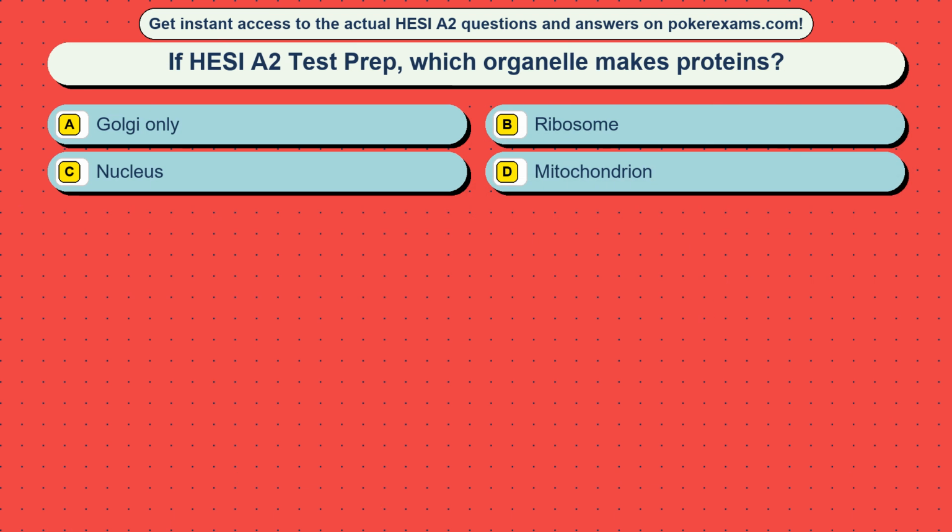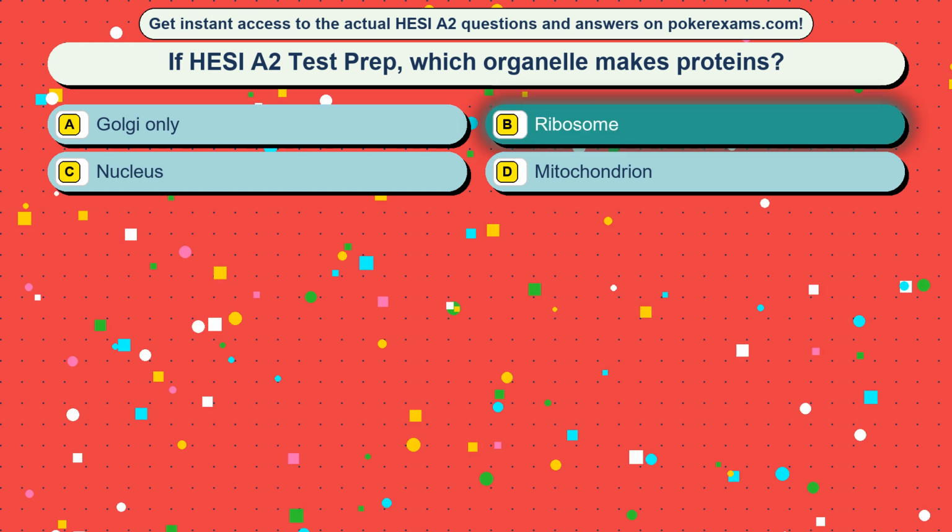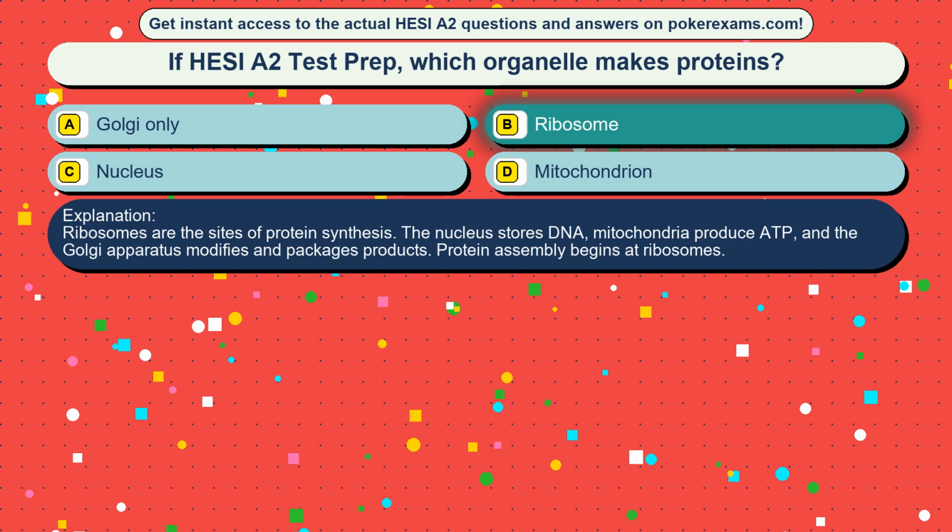Question 20. If HESI A2 Test Prep, which organelle makes proteins? Option A, Golgi only. Option B, ribosome. Option C, nucleus. Option D, mitochondrion. The correct answer is option B, ribosome. Ribosomes are the sites of protein synthesis. The nucleus stores DNA, mitochondria produce ATP, and the Golgi apparatus modifies and packages products. Protein assembly begins at ribosomes.